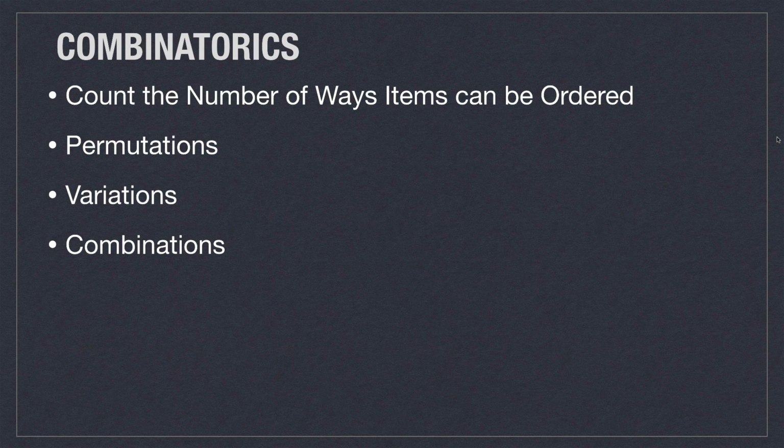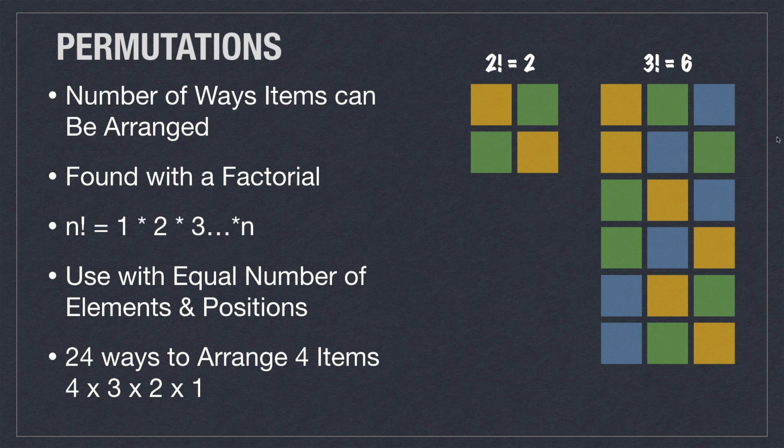Now moving on, combinatorics is going to be concerned with the number of ways items can be ordered, and they include permutations, variations, as well as combinations. Permutations focus on the number of ways items can be arranged, and you find them basically just by taking the factorial. For example, there are 24 ways to arrange 4 items. And we find that by multiplying 4 times 3 times 2 times 1. And you can also see in the pictures on the side how those break down.